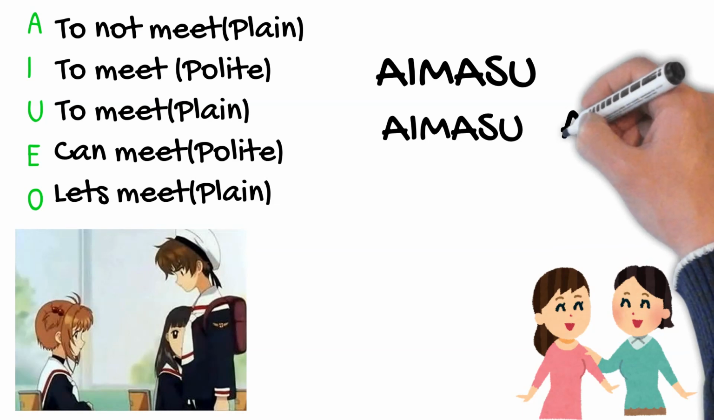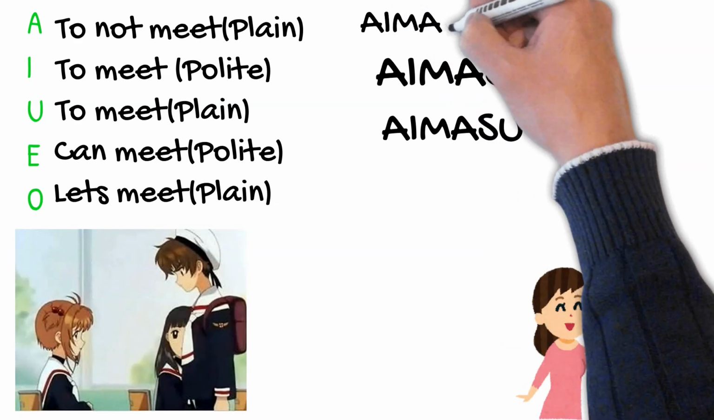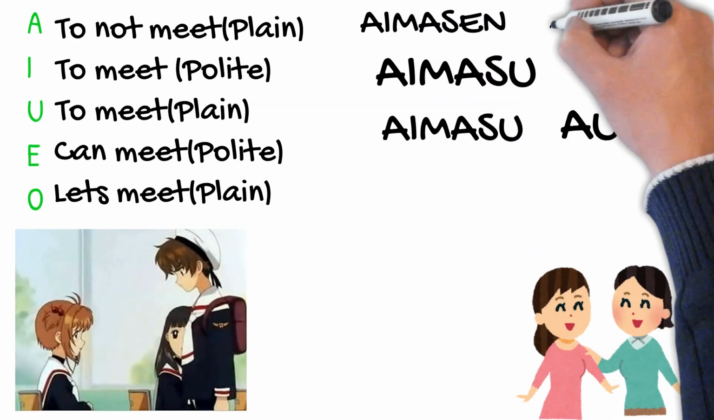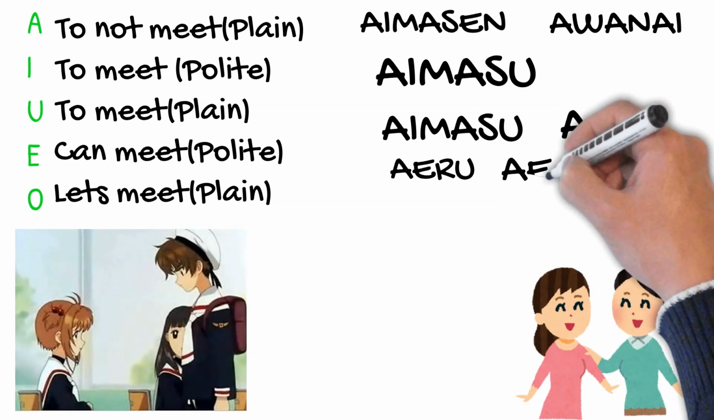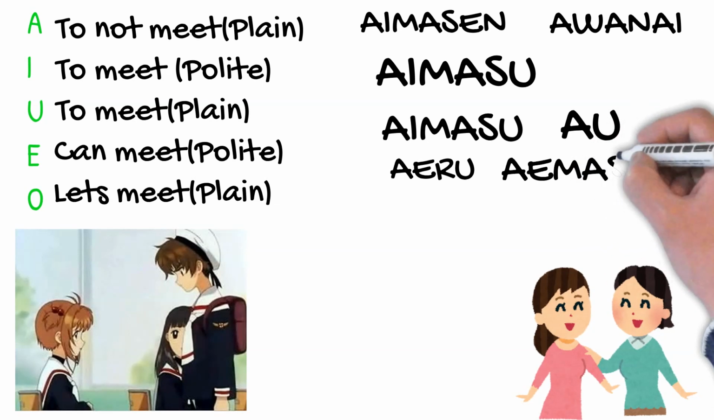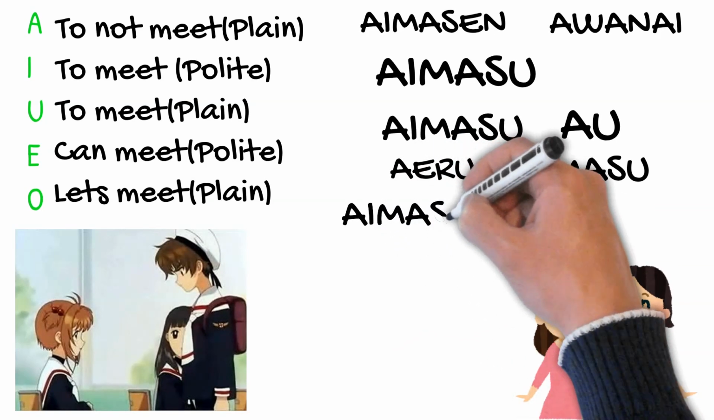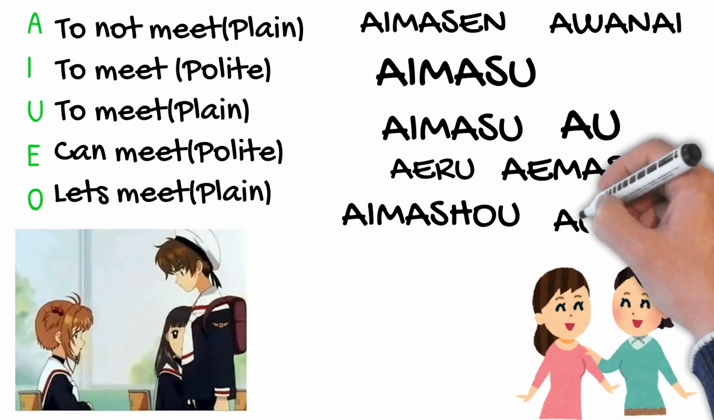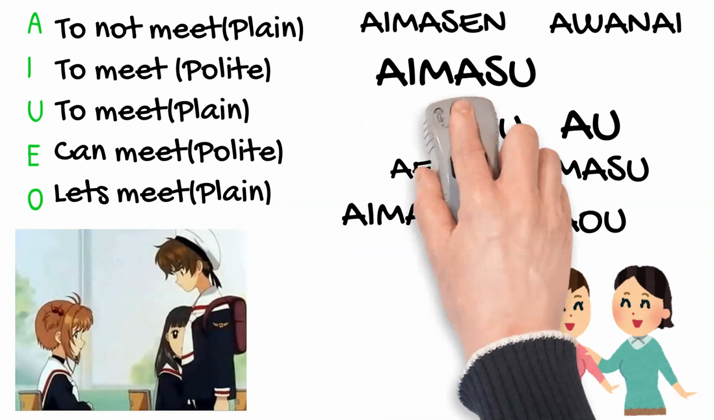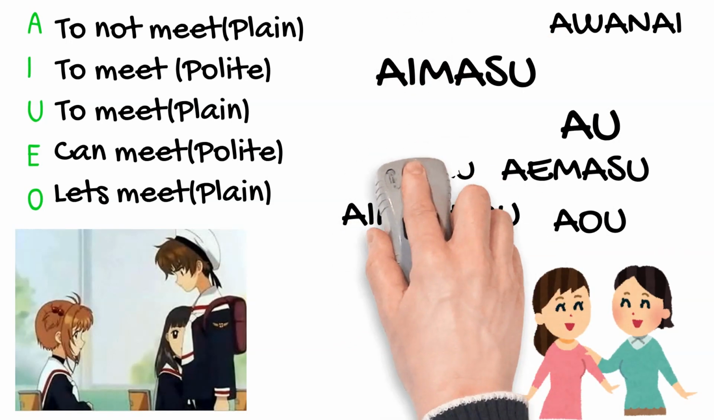So we will drop masu, then change i to u. So we will just add u. They have the same meaning. Then for aimasen, to make it negative, but to make it plain, we just change masen to nai. Then for aeru, or aemasu, aemasu is the polite form of can meet. It means I can meet you. Then let's meet: instead of saying aimashou, it will change now to aou. So we delete this one and here. So we have awanai, aimasu, au, aemasu, and aou.